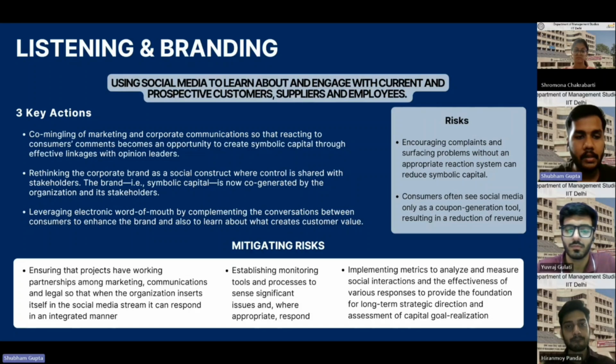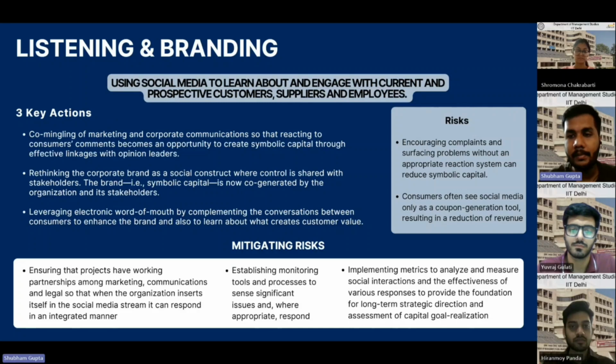Third is leveraging electronic word of mouth by complementing the conversations between consumers to enhance the brand and also learn about what creates customer value. So this basically means that you monitor the word of mouth publicity that is being done about your organization or your product, so that you can understand the customer sentiments, what the customer values, and you can enhance your brand positioning among the customers.